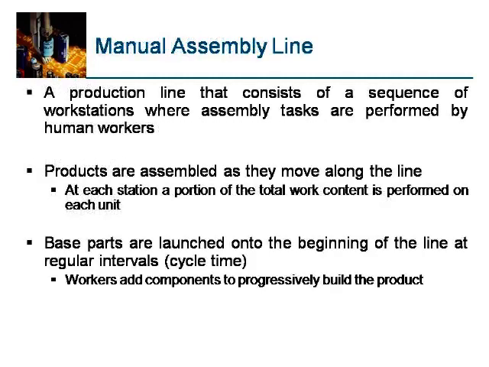A manual assembly line is a production line that consists of a sequence of workstations where assembly tasks are performed by human workers. Products are assembled as they move along the line. At each station, a portion of the total work content is performed on each unit. Base parts are launched onto the beginning of the line at regular intervals. This is called the cycle time. Workers add components to progressively build the part.